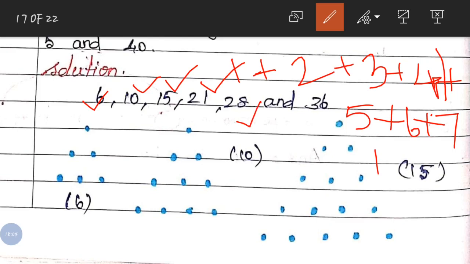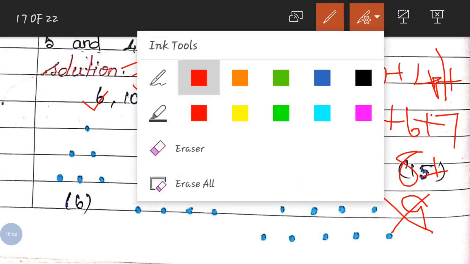Then the next number, plus 8. 28 plus 8 is 36. That is also written. Now the next number: 36 plus 9 is 45. But the end number should be 40, so you should not take this. Till 36 you have to stop. Okay. Like this you have to check.